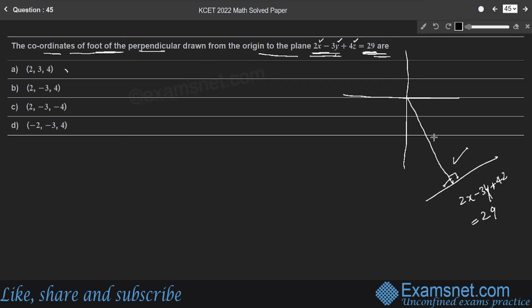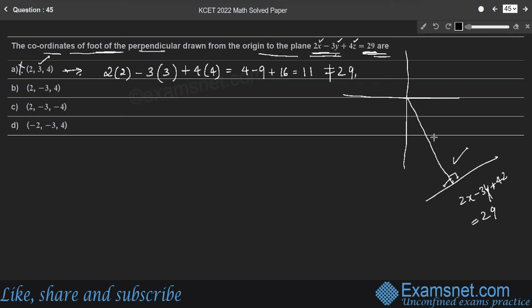So among the four options, we'll consider option A, where the values of x, y and z are 2, 3 and 4 respectively. So the equation becomes 2 into 2 minus 3 into 3 plus 4 into 4. So you will get 4 minus 9 plus 16, so you will get 11, which is not equal to 29, right? So option A is not the answer.